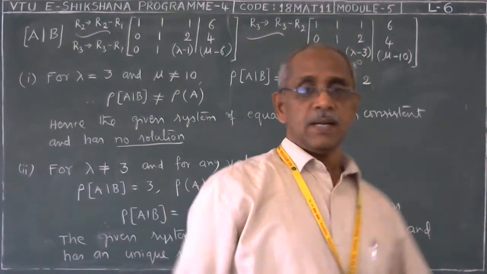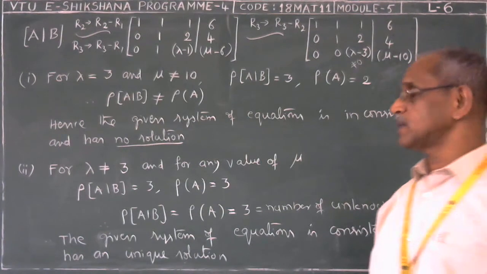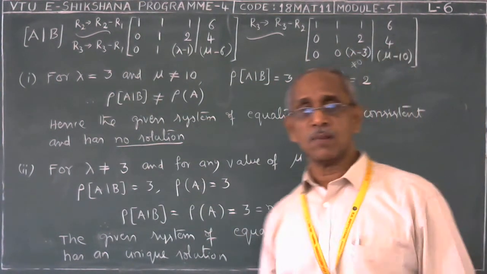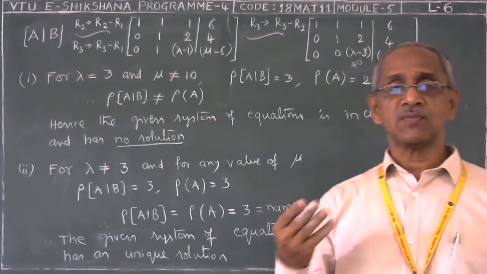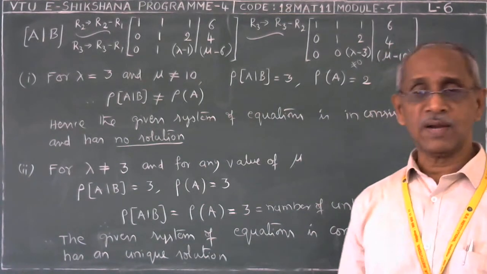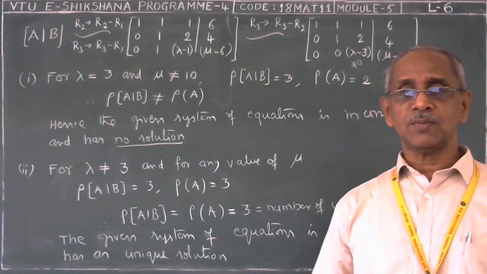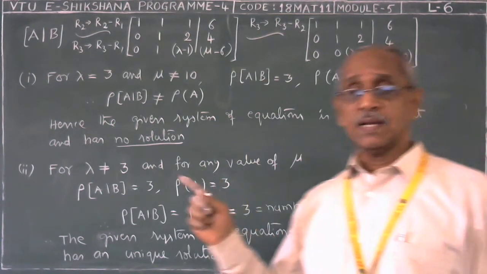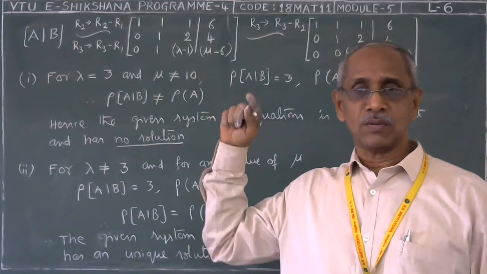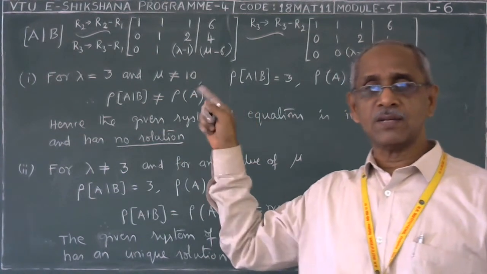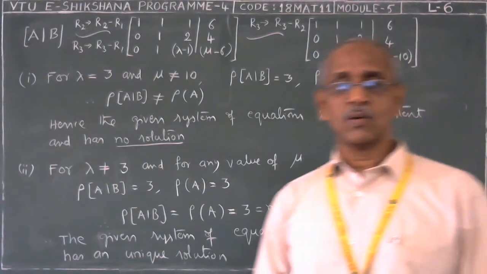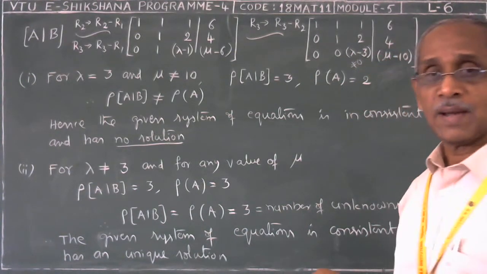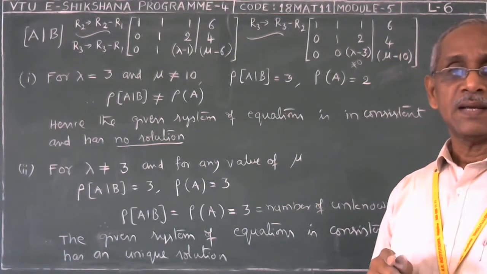Now, answer to the next question, number 3. For all values of lambda and mu, the system has infinite number of solutions. The condition for infinite number of solutions: first of all, it has to be consistent, rank should be equal, but rank should be less than the number of unknowns. I should get the rank less than 3. Then the system has infinite number of solutions.